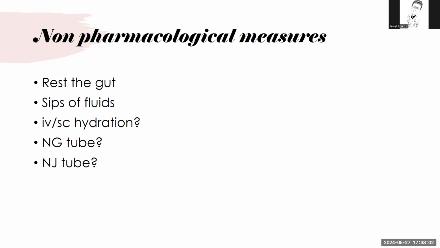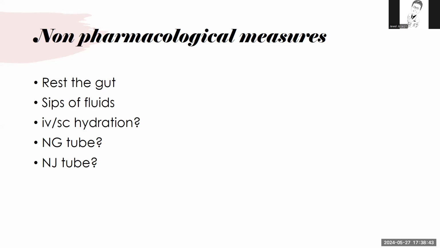For non-pharmacological measures, it is generally said that one third of obstructions would subside on their own if you just rest the bowel. So the first step would be to rest the bowel. The patient can take sips of fluids provided that he's not actively vomiting. Whether he requires IV or subcutaneous hydration is another question. If the patient is planned for a definitive procedure like surgery or a bypass, it is pertinent to give IV fluids. But if it's an end-stage disease or an end-of-life care patient developing bowel obstruction, IV or subcutaneous fluids may not benefit the quality of life of the patient.